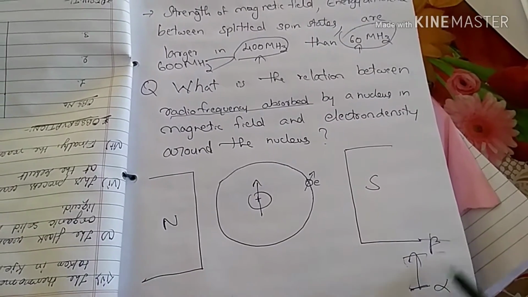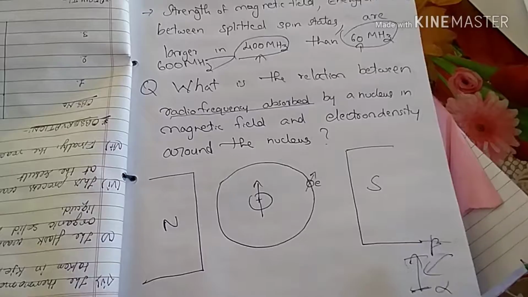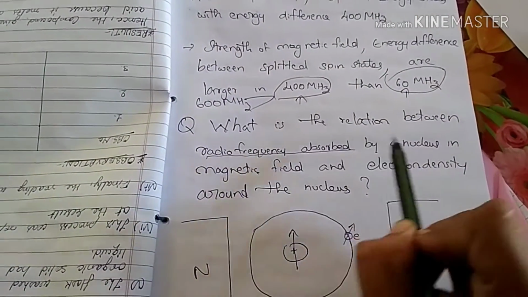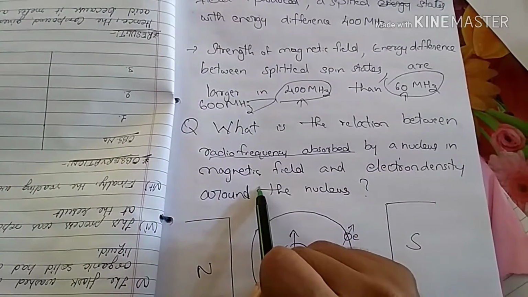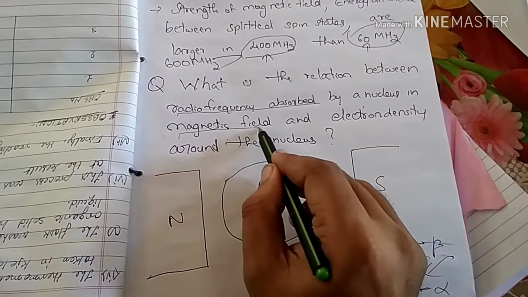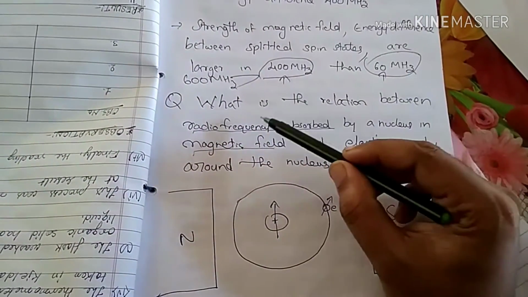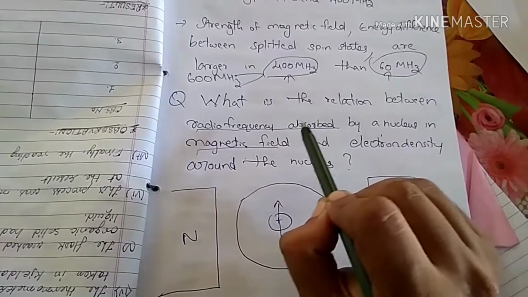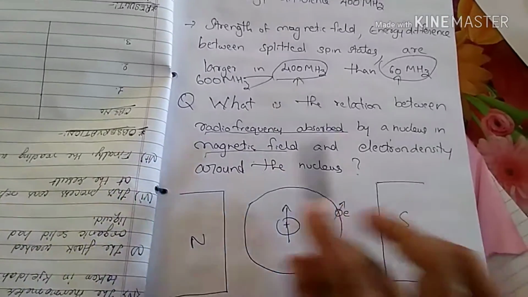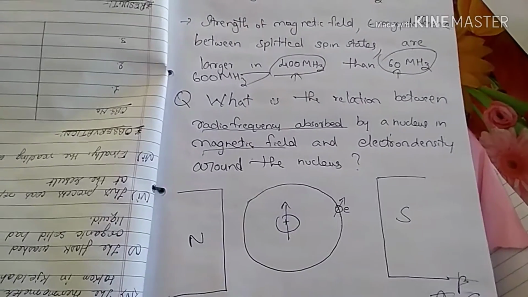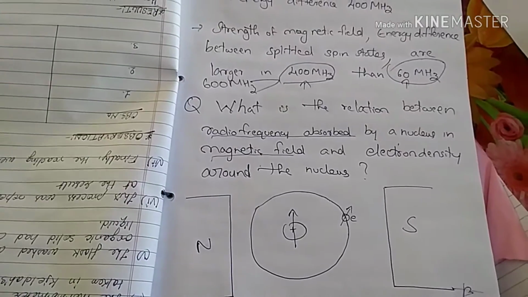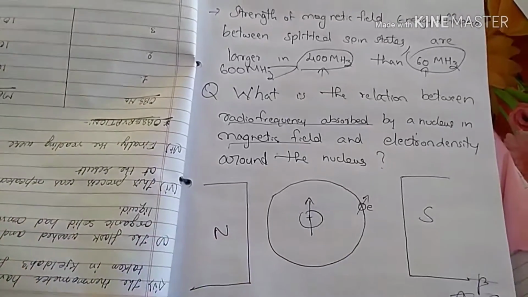If this spin state is forming, then only radio frequency will be absorbed. The question is, what is the relation between radio frequency absorbed by the nucleus in a magnetic field? The split spin state has to happen, which means a magnetic field should be there. That's why the question itself asks about the relation between radio frequency absorbed by a nucleus in a magnetic field and the electron density around the nucleus. Okay, there is a relation: how much radio frequency a nucleus can absorb depends on the electron density around the nucleus. So we will explain what this is.